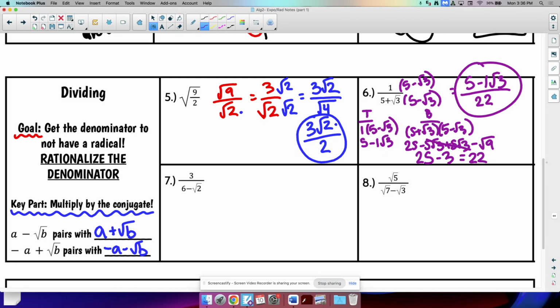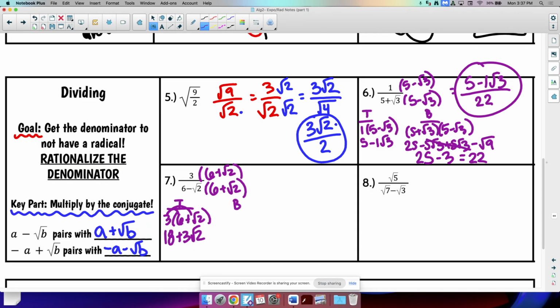bottom. So to undo this dividing, we're going to multiply by the conjugate, because we can't really divide with the radical. So the process is going to be multiply by the conjugate. 6 minus root 2, conjugate is 6 plus root 2. Whatever we do to the bottom, we also have to do to the top. So up top, when I multiply these together, you multiply it in, you multiply it in. Since the 3 is not under the radical, it can't multiply with the 2 to make a 6.